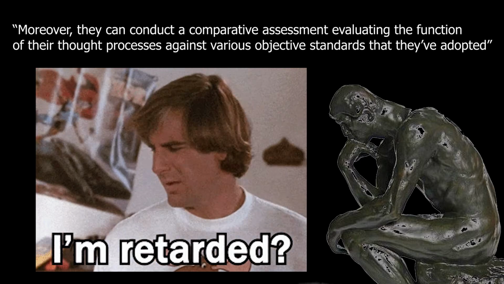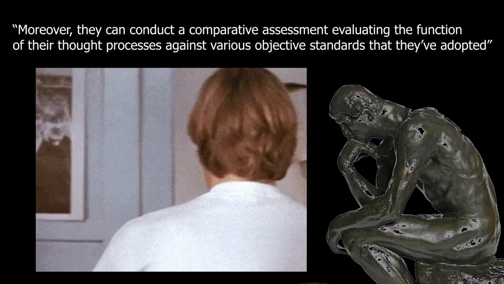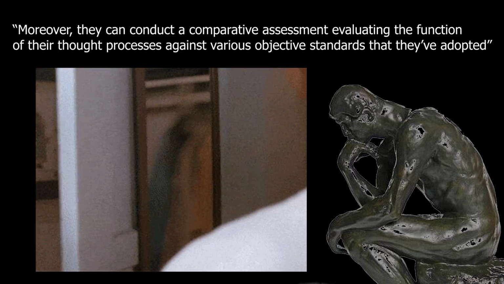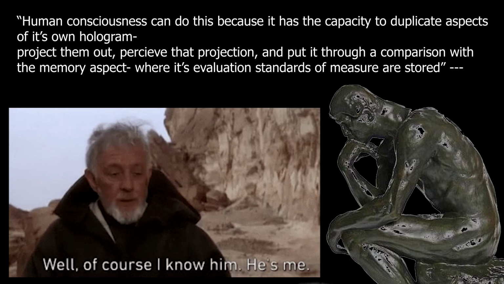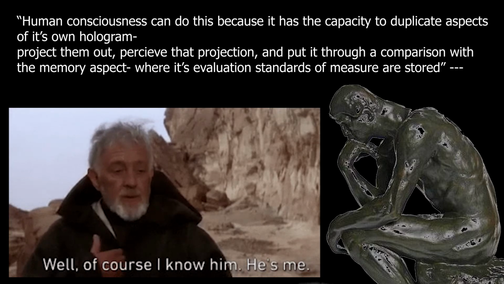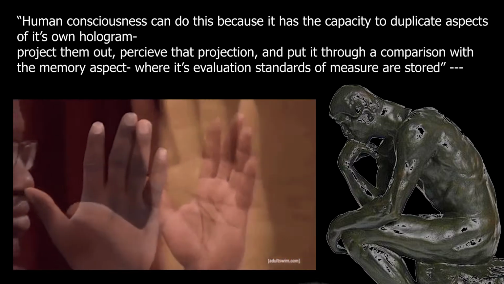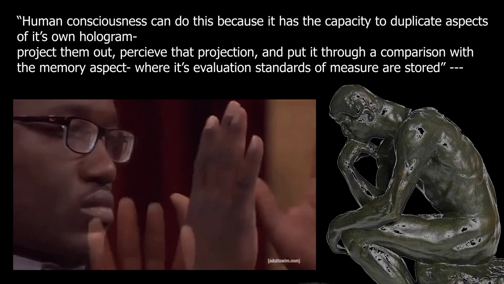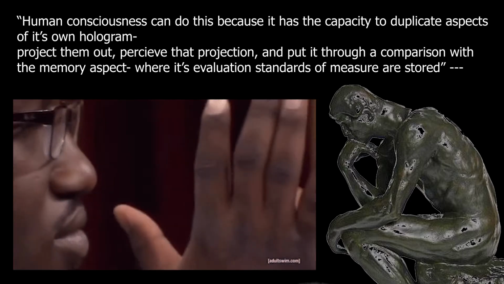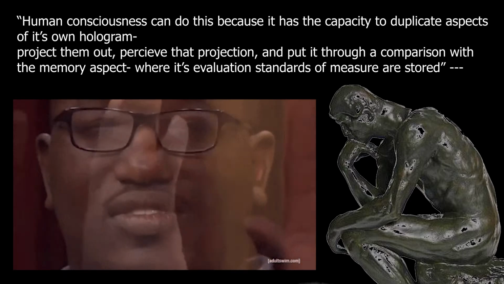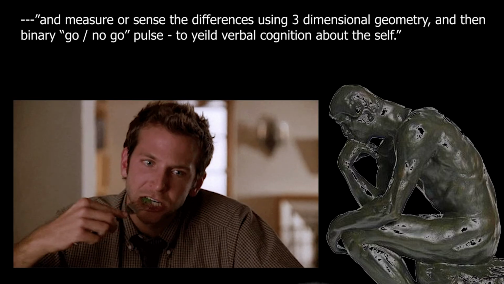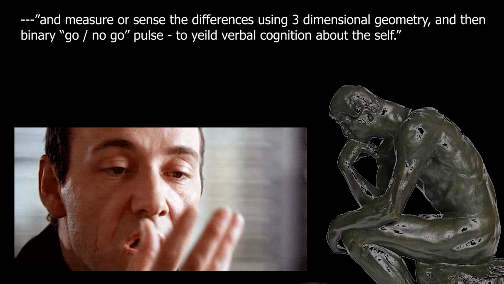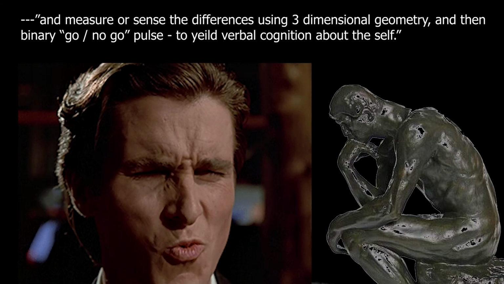Moreover, they can conduct a comparative assessment, evaluating the function of their thought processes against various objective standards that they have adopted. Human consciousness can do this because it has the capacity to duplicate aspects of its own hologram, project them out, perceive that projection, and put it through a comparison with the memory aspect of its own hologram, where its evaluation standards of measure are stored, and measure or sense the differences using three-dimensional geometry, and then binary go, no-go pulse to yield verbal cognition about the self.